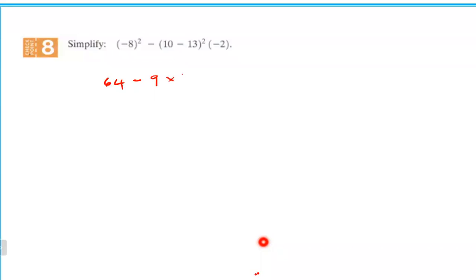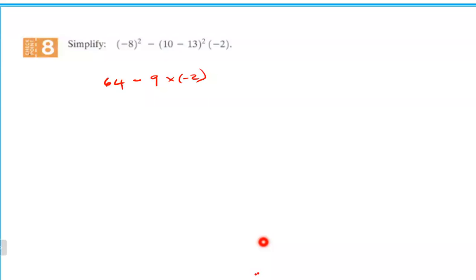So that'll be 64 minus 9 times negative 2. So then after that, I took the 64 minus 9 and got 55. That's 55 times negative 2. So my next line would be negative 110. I don't know.